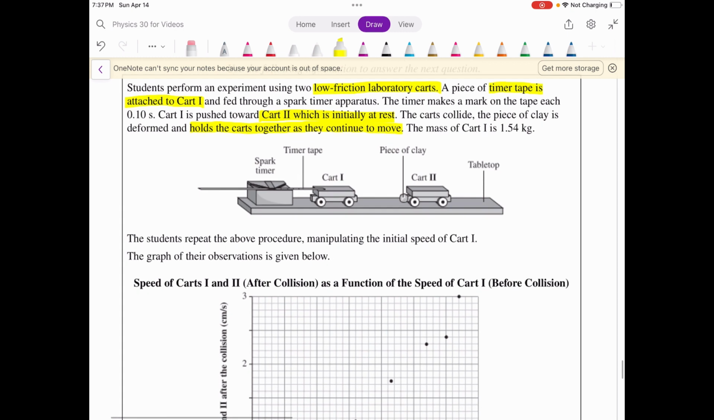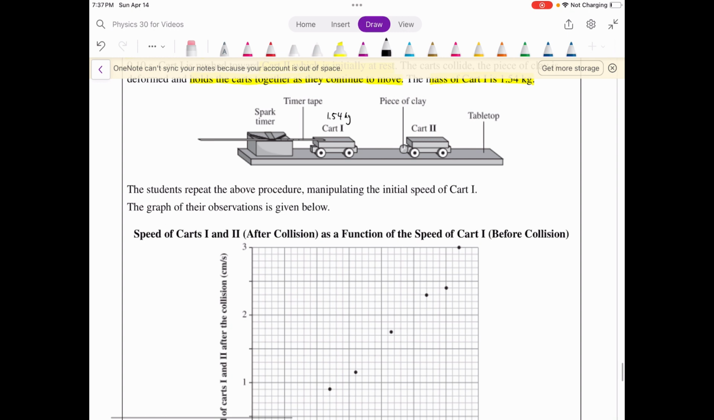The mass of cart 1 is 1.54 kilograms. Okay, so this is 1.54 kilograms. The students repeat the above procedure, manipulating the initial speed of cart 1.